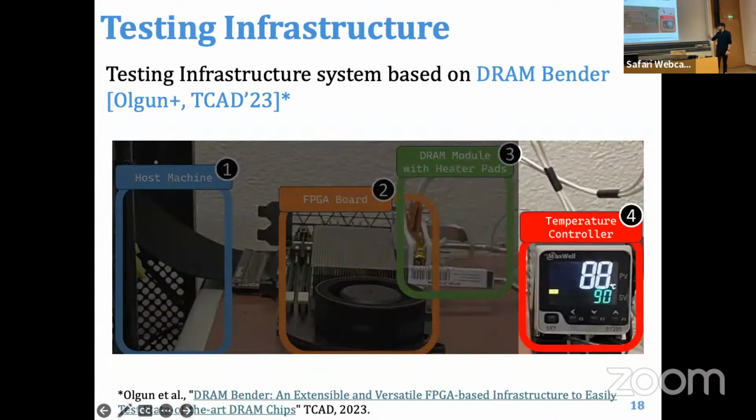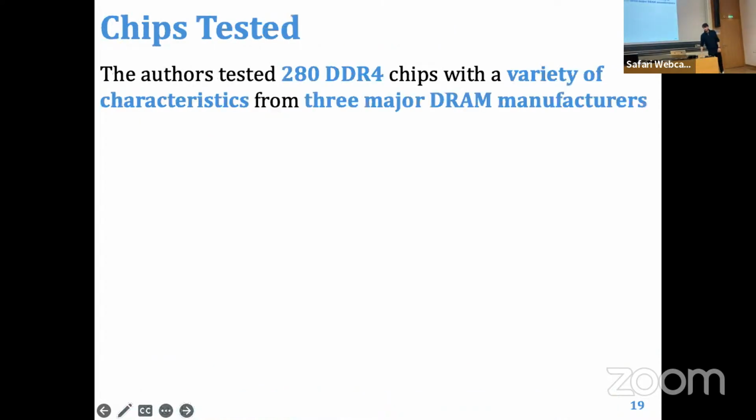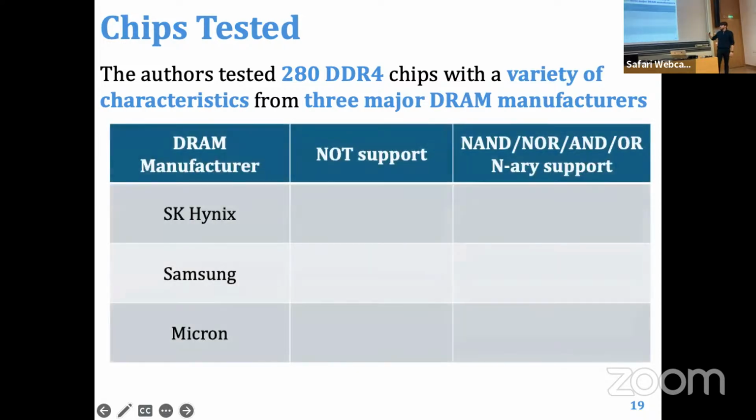And we control this temperature through the temperature controller, which probably has a thermostat that detects the temperature and regulates it. So the authors tested 208 DDR4 chips from 3 manufacturers, as mentioned before, with a plethora of parameters, speed rates, and chip densities. We're going to see them later. But the DRAM manufacturers were SK Hynix, Samsung, and Micron.